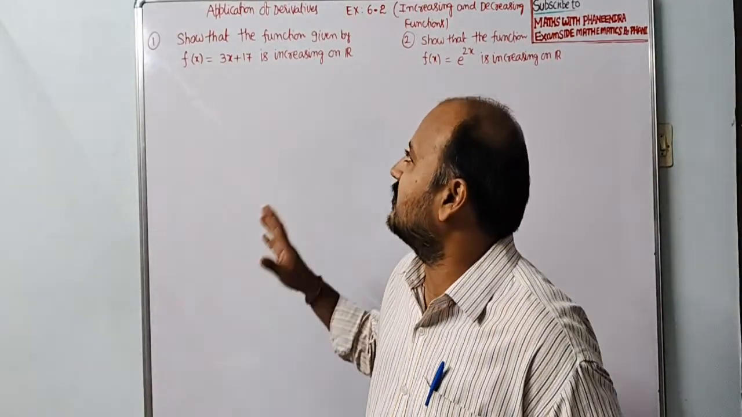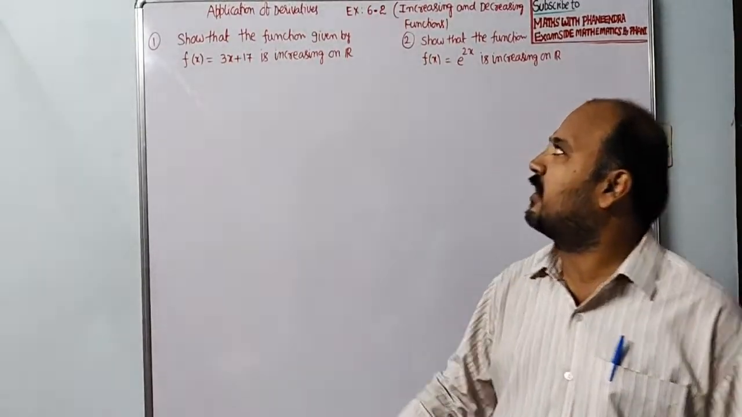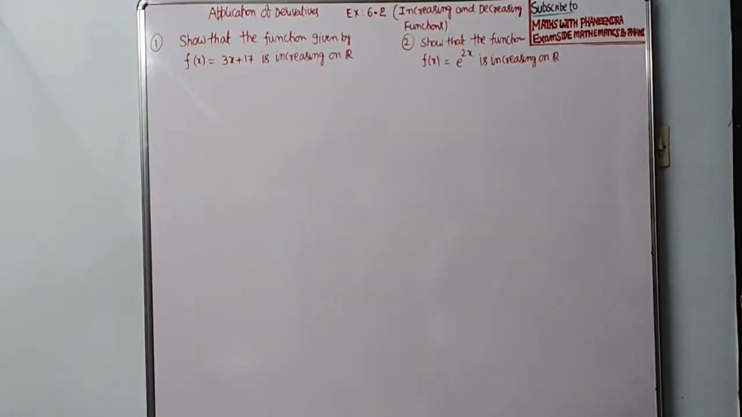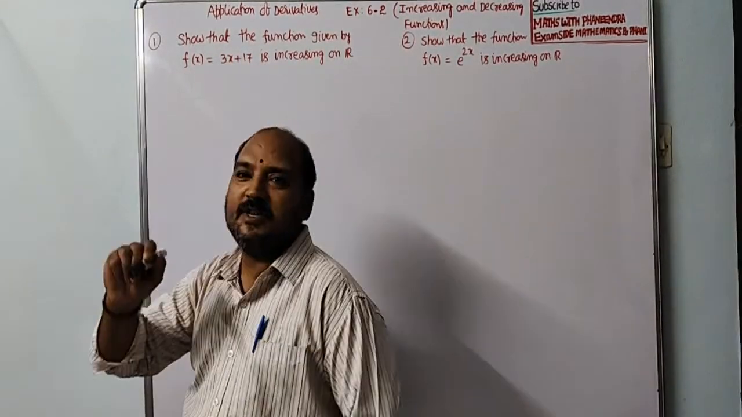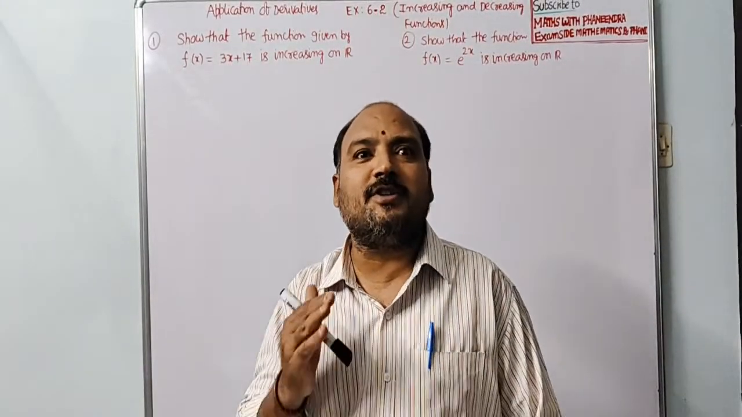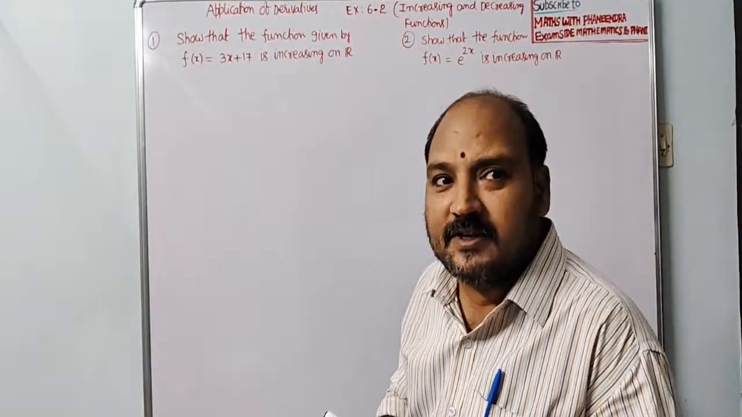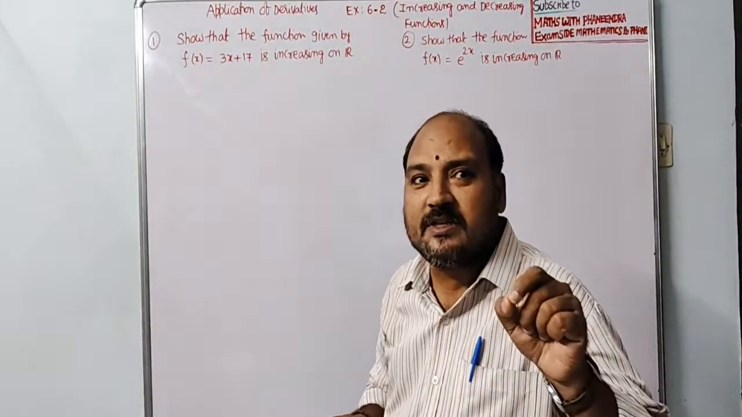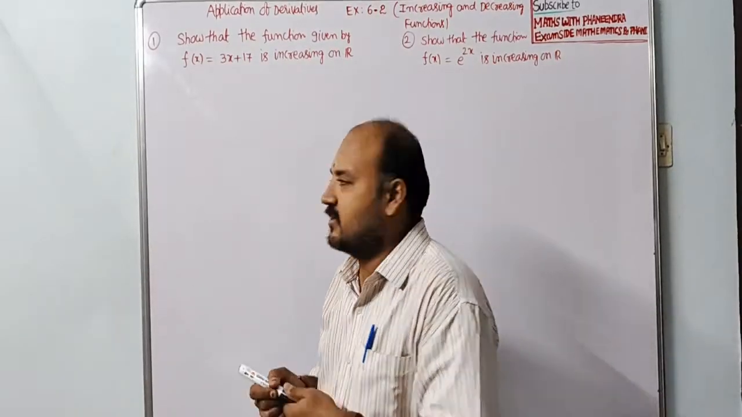Let us have a discussion. The question here: show that the function given by f of x equal to 3x plus 17 is increasing on R. So how to prove the given function is increasing? Based on the definition of an increasing function, you have to consider one interval I. In that, you have to select two numbers.